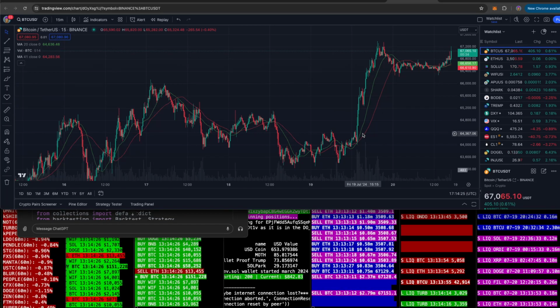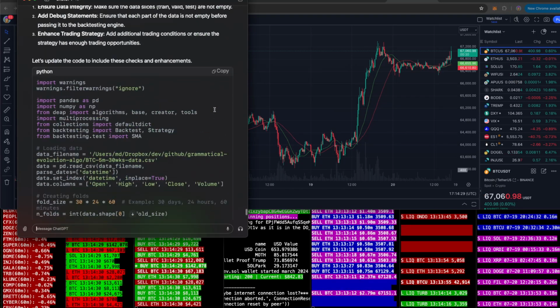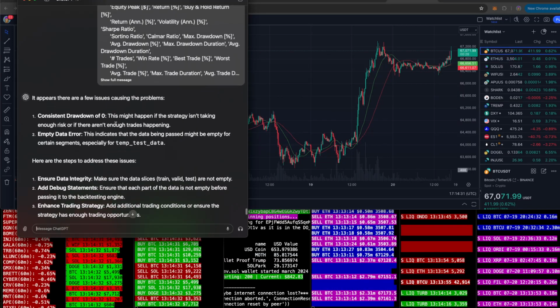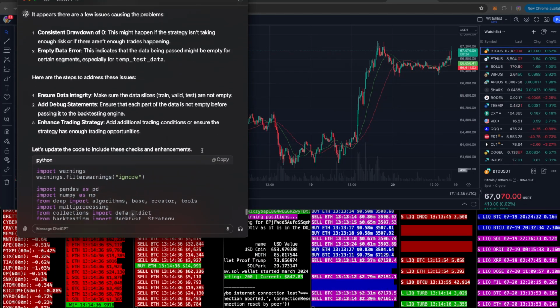Alright. Well, I guess another big lick's happening. We'll watch them. We'll be here. So let's see what happened here. It said that it appears there's a few issues. Consistent drawdown of 0. This might happen because the strategy isn't taking enough risk.